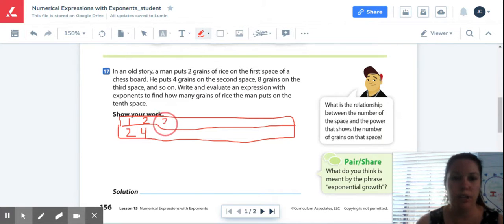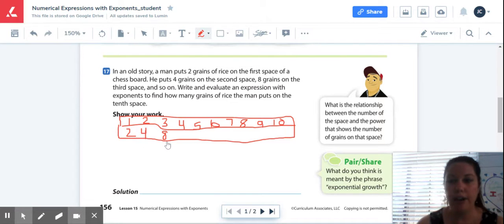So I'm going to put in a 3 here, and then it was 8. And then what would it be for 4? What would it be for 5? What would it be for 6, 7, 8, 9? And then the last thing they want to know is 10. They want to know how many grains of rice the man would put on the 10th space.